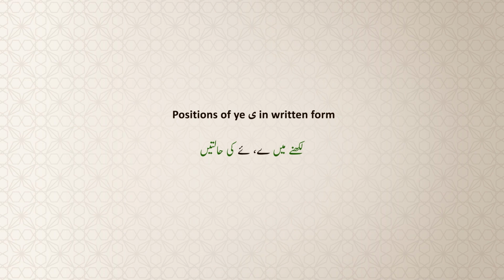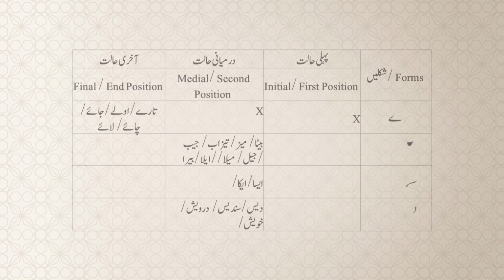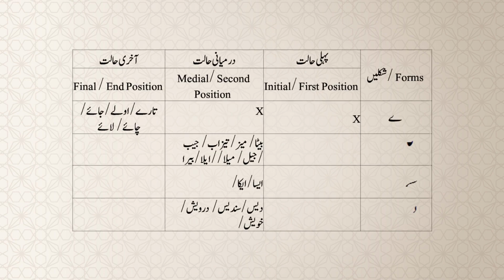And we'll see the positions of ye in written form. Here we have four columns. In the first column, we told you that it also uses all the shapes of ye, but it is pronounced differently. It is written with the same pattern of short forms, and at the end it takes its own full shape. In the final position it will appear in its full form.